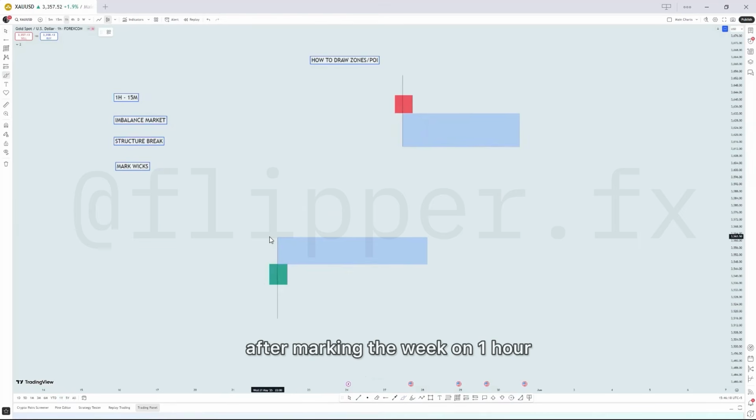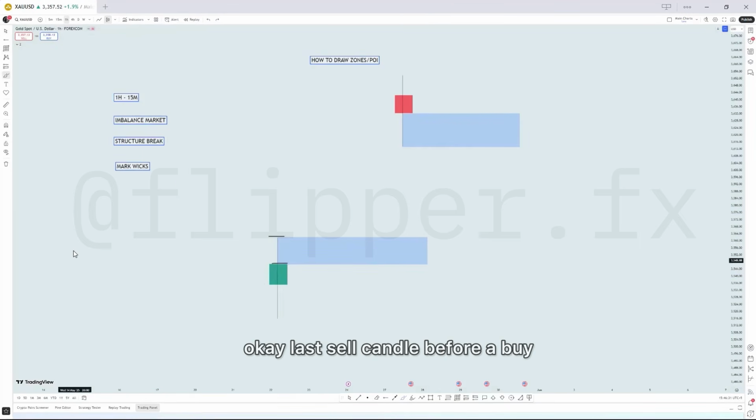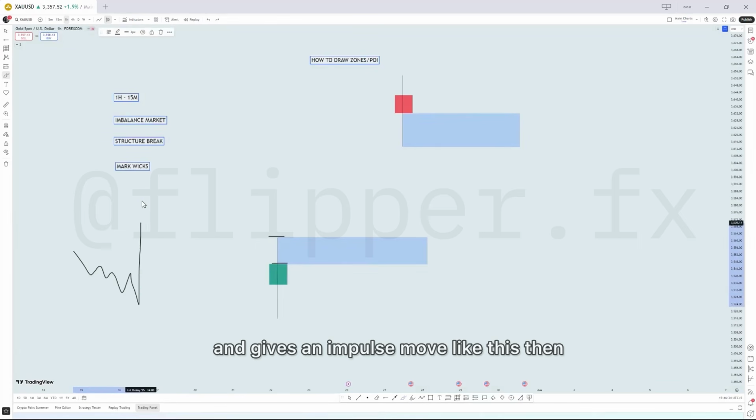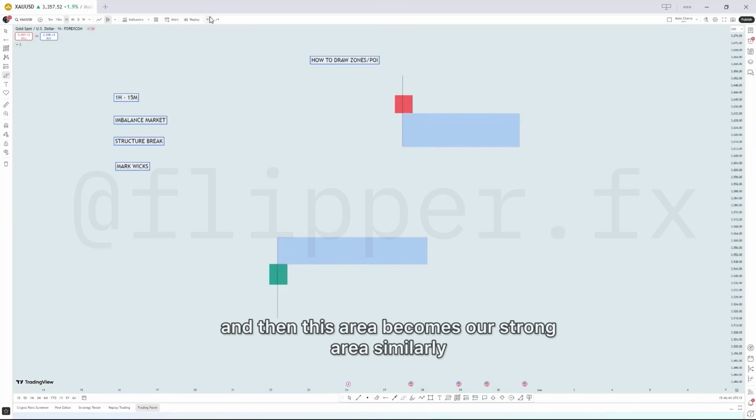After marking the wick on 1 hour, we go to the 15-minute time frame, and inside that same area, what do we need? We need the last buy or sell candle, which we call the order block. Okay, last sell candle before a buy. If the market is coming down and gives an impulse move like this, then the last sell candle before that buy move, that's what we want to see here. And then this area becomes our strong area.